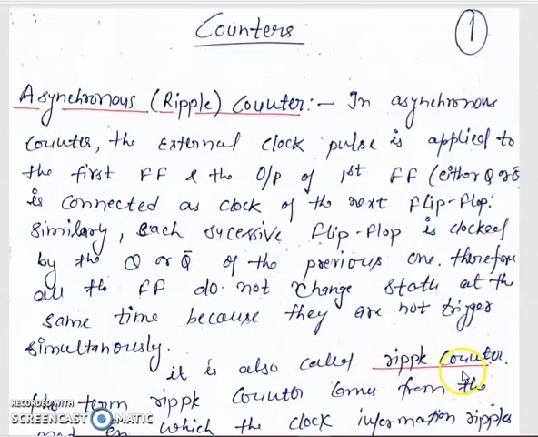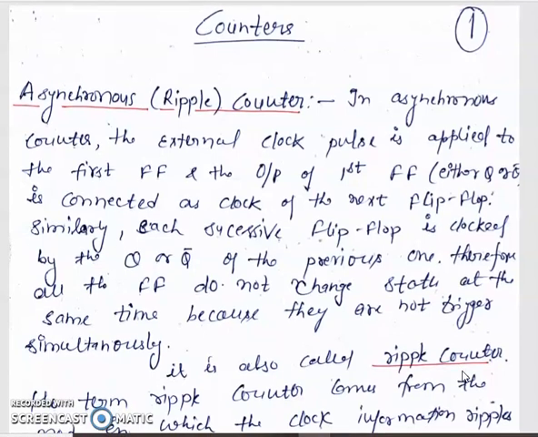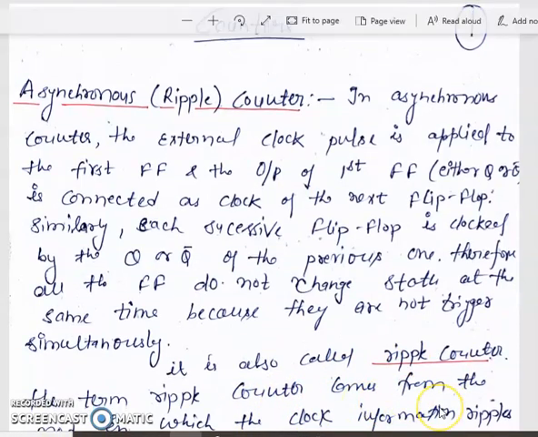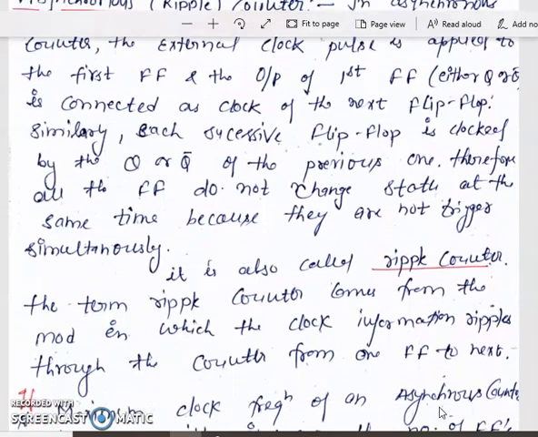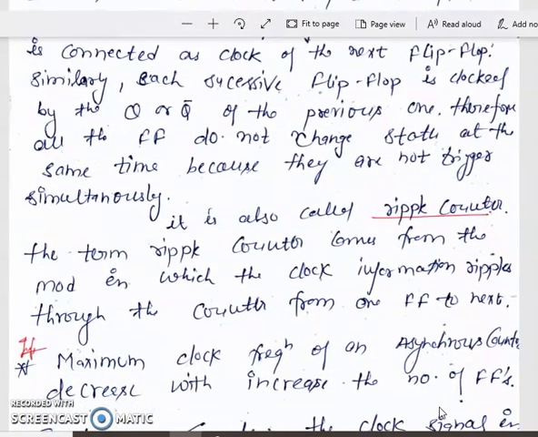In exams, it is asked as the asynchronous counter as well as the binary ripple counter. So dear students, remember the name. It is also called a ripple counter. The ripple term comes from the mode in which the clock information ripples through the counter from one flip-flop to the next.